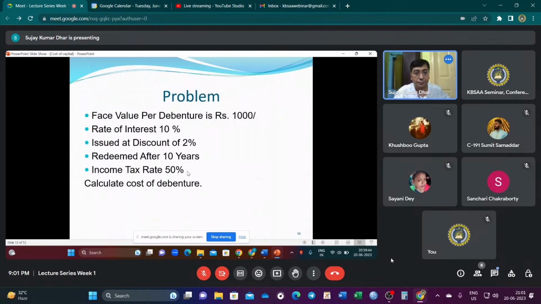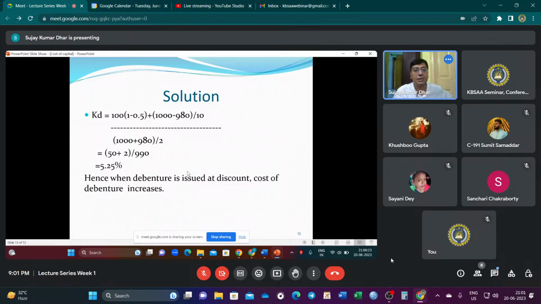Now see, here it has been said face value is 1000 but it is issued at a discount. The company is issuing the debenture at a 2% discount. So 2% of 1000 is 20. So 1000 minus 20, 980. That means the purchase price of the debenture is 980. Though the face value is 1000, the investor is buying at 980. But it will be redeemable at face value 1000. So purchase price and redemption price are different. So I will use formula 1: R into (1 minus T) plus (F minus P) by N, whole divided by (F plus P) by 2. When we put in the values, we get 5.25%.